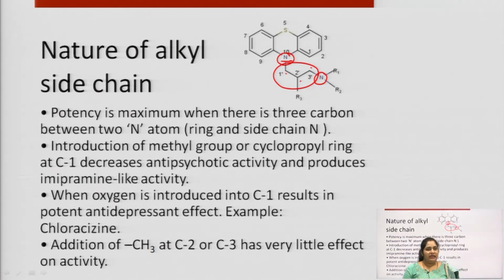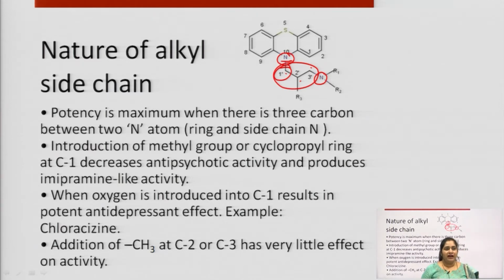By the introduction of any methyl group at carbon number 1, that will decrease the antipsychotic potential of the drug, and that will produce imipramine like activity, meaning that it may have antidepressant action. Even if an oxygen atom is introduced at carbon number 1, that will also result in potent antidepressant action. Rather than depressing the central nervous system, they will start acting as antidepressants. Chloracetine is an example of such a drug.